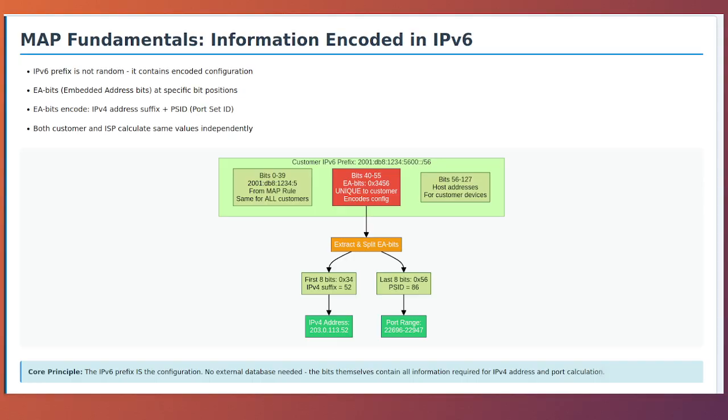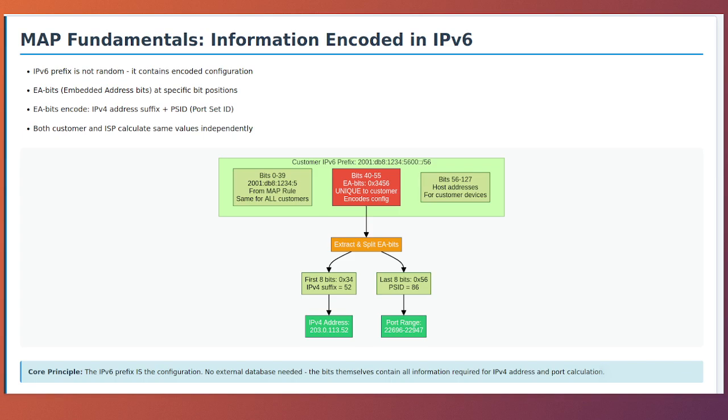The IPv6 prefix that a customer receives contains what are known as EA bits, which stands for embedded address bits. These are specific bit positions within the customer's IPv6 prefix that encode two pieces of information. First, which IPv4 address suffix the customer should use, and second, which PSID, or port set identifier, they have been assigned. The PSID then determines which ports they are allowed to use.